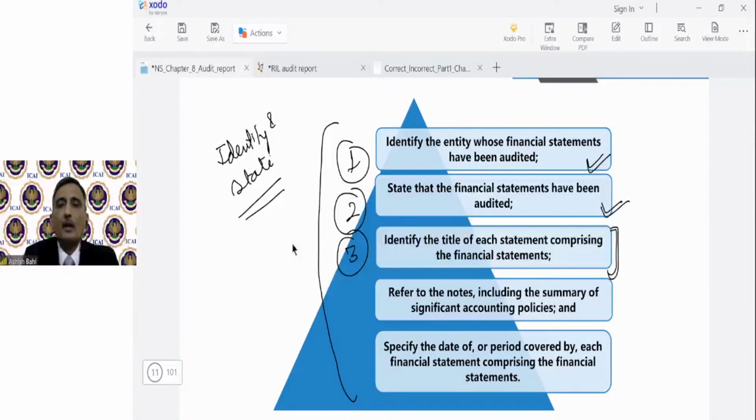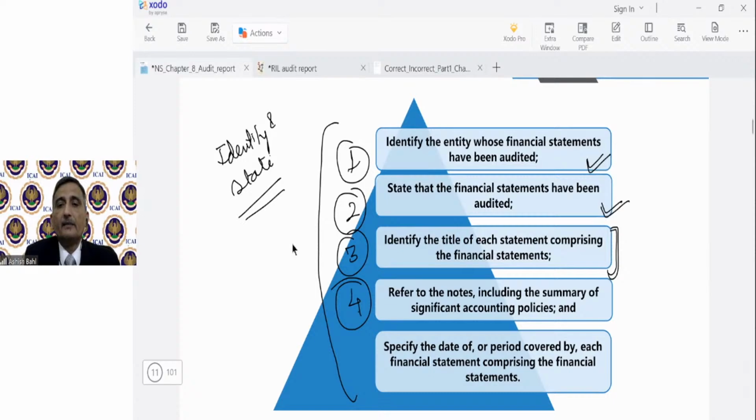Okay. Number 4, refer to the notes including the summary of significant accounting policies and state specifically, give a specific reference to notes including the summary of significant accounting policies, because these are also part of the financial statements, and the auditor has to specifically refer to the notes including the summary of significant accounting policies, because these are an indispensable part of the financial statements.